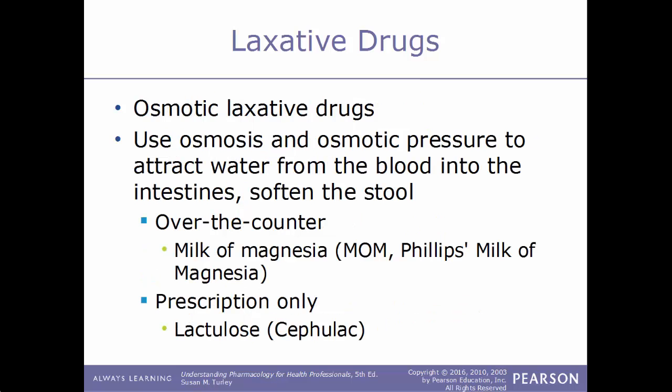And the last kind of laxative drugs we'll talk about are the osmotic laxative drugs. And these use the process of osmosis and osmotic pressure to attract water from the blood into the intestines, which will help soften the stool. Now, some of these drugs are over-the-counter, and some are by prescription only. Some examples of over-the-counter osmotic laxatives are milk of magnesia, sold under the names MOM and Phillips' Milk of Magnesia. An example of a prescription-only osmotic laxative would be lactulose, which is sold under the trade name of Cephulac.